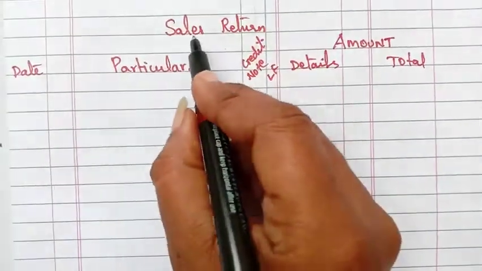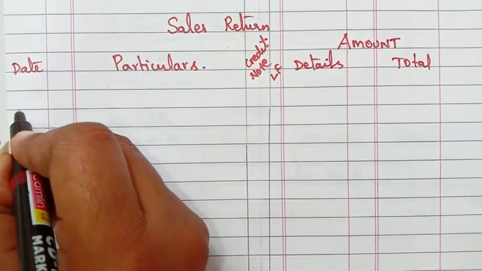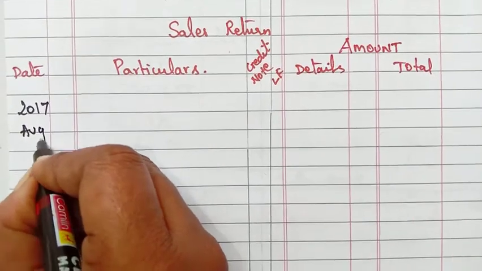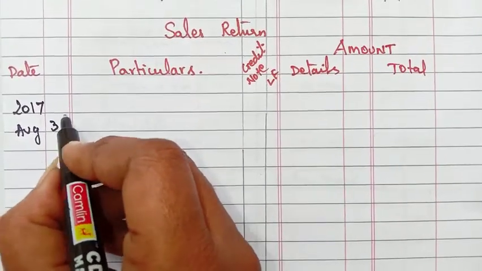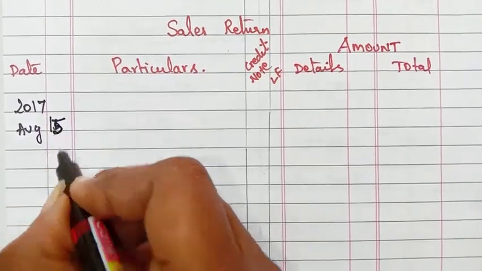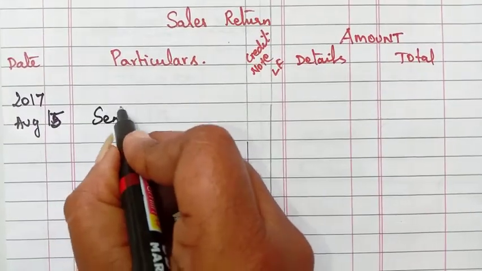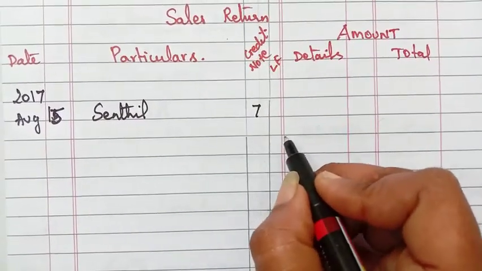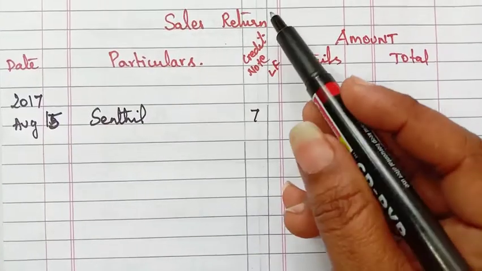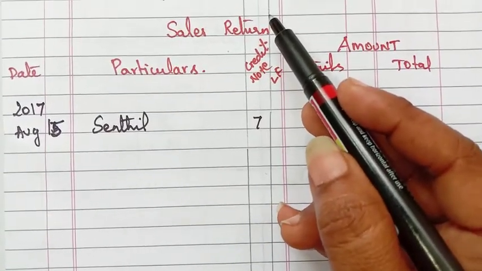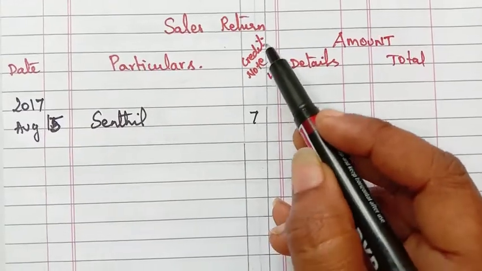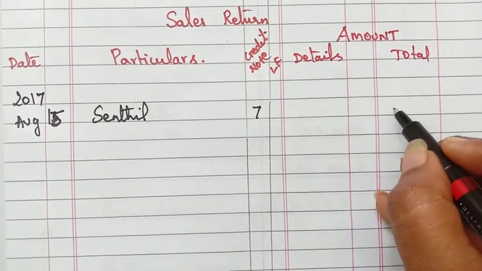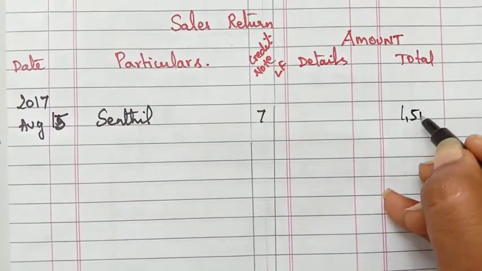We'll continue with the sales return. They're telling you to prepare the sales return, 2017 August. Sorry, on the 15th date you can see there Sendil sales return is there. Its credit note is 7. In the sales book we write the invoice number, but in the sales return we have to write the credit note number. Write the name, write the numbers there. So the amount as given is 1,500.